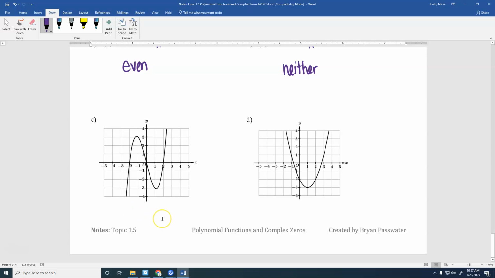So for C, what do you guys think? Even, odd, or neither? That one looks odd to me. If you flip it up, so if you rotate it 180 degrees, turn it upside down, it's going to look the same.